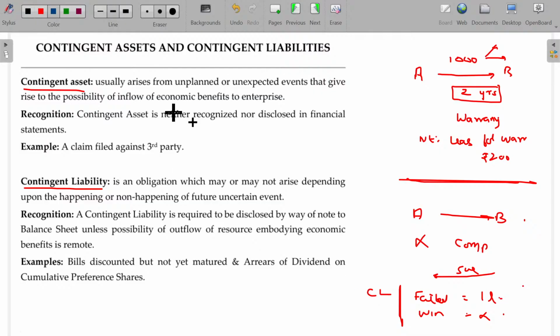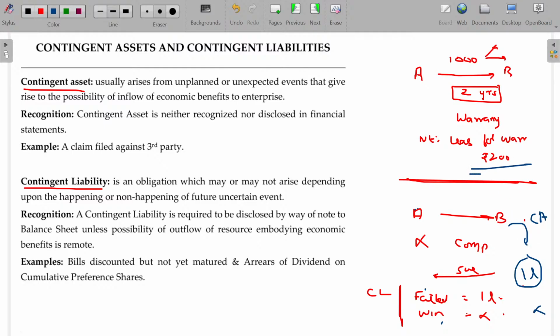Now, for B, if A fails, means B wins. He will get 1 lakh. If A wins, B fails, means he gets nothing. Is that okay? So, because of something happening, B will get something later. If winning happens, he gets it; if winning doesn't happen, he gets nothing. Then for him, this will be called a contingent asset. Hope you are now able to understand.